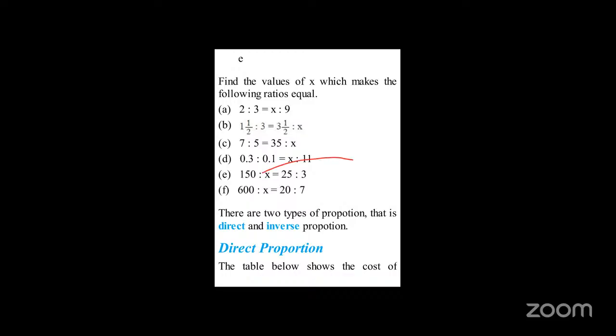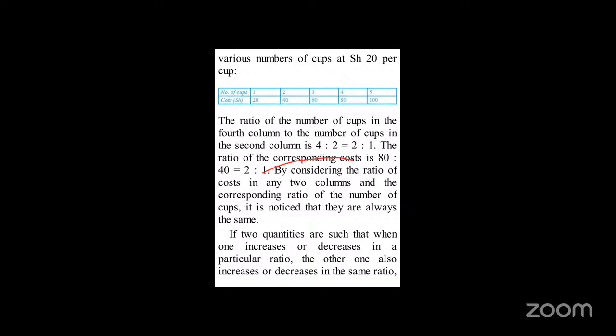So when you look at what we have here, we'll be able to understand that. You look at in this case various numbers of cups at 20 shillings per cup. So the number of cups, one costs 20. We can increase the cups to 2, the cost becomes 40. Then hapa uki increase the number of cups to 3, the cost becomes 60. Then uki increase the number of cups to 4, the cost becomes 80.